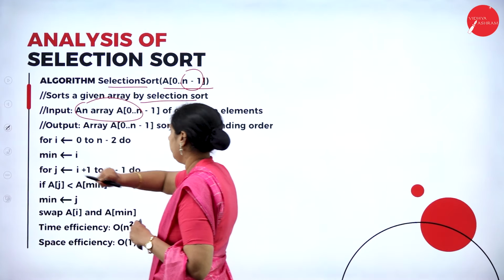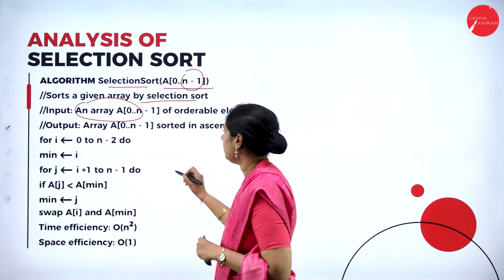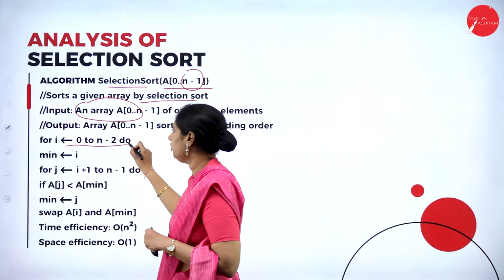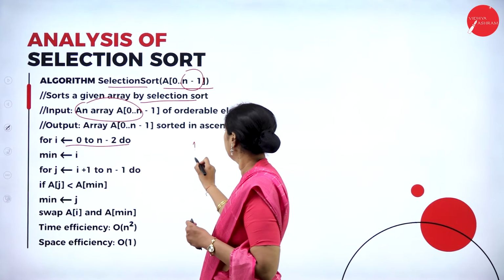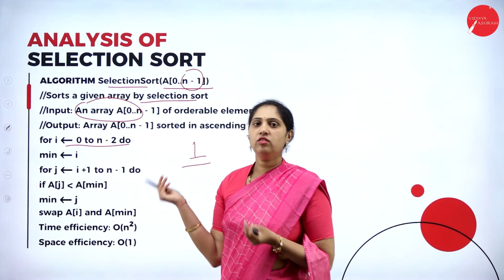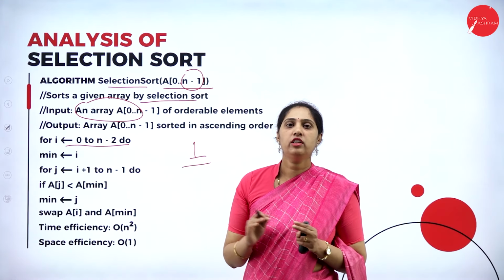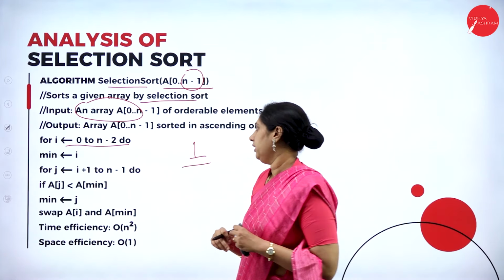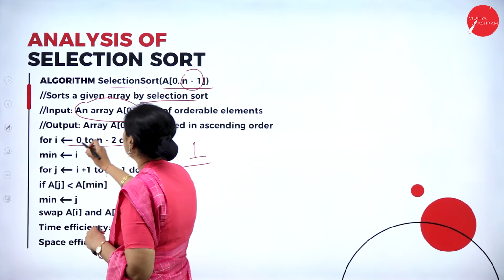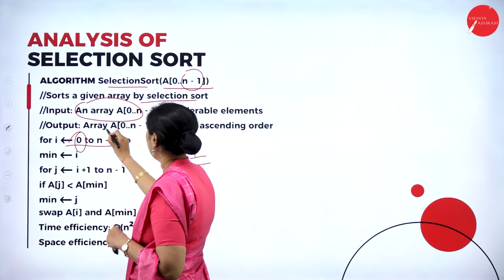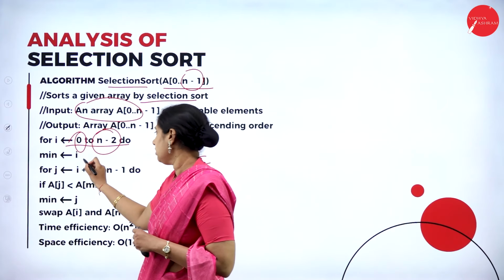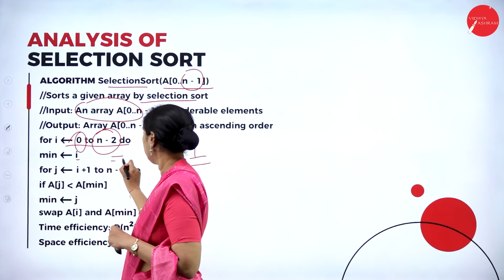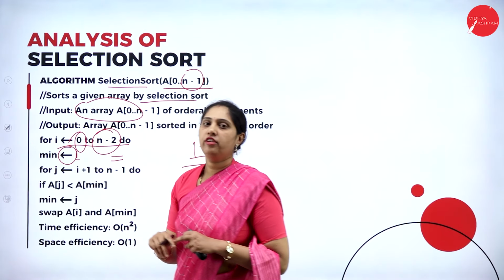It is an array. If I start with a loop, why should I start with a loop? Because there is more than one element. If there is only one element, there is no need for sorting. It is already sorted. We need not compare with any other element. So, this is the loop. We are starting from 0 to n minus 2. First, we'll assign min equal to i. We don't write equal, we write this left arrow.